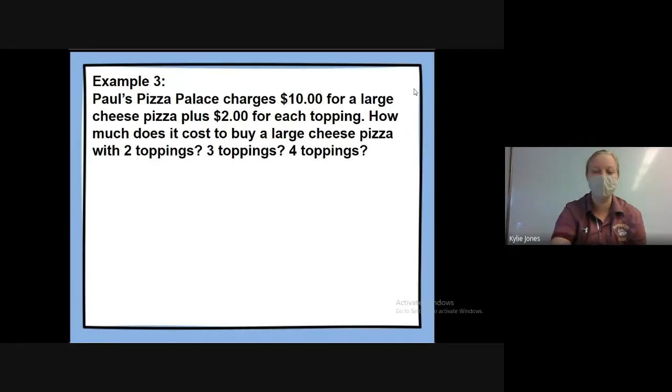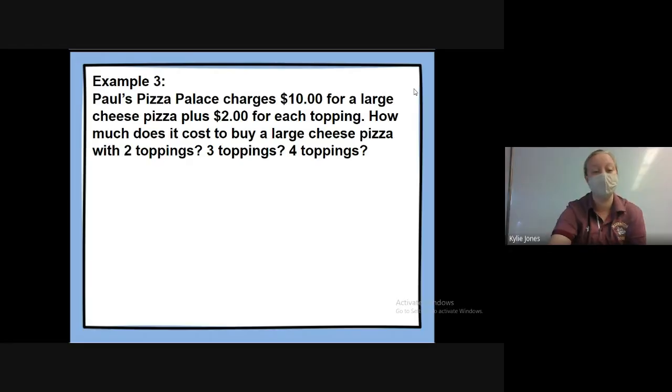So on this one, Paul's Pizza Palace. Say that 5 times fast. They charge $10 for a large pizza, plus $2 for each time you want to add a topping. So if you want a pepperoni pizza, that is 1 topping, they're going to charge you an extra $2. If you want pepperoni and jalapenos, that's 2 toppings, so they're going to charge $4 extra, right? So it's asking you, how much does it cost to buy a large cheese pizza with 2 toppings, 3 toppings, and 4 toppings? $14?